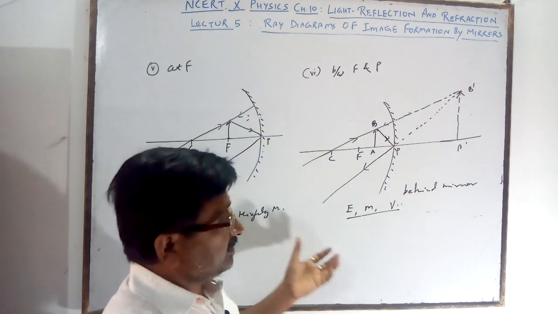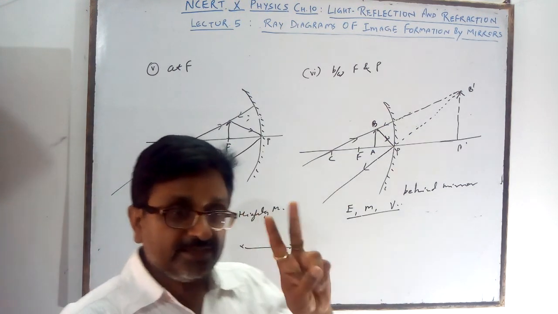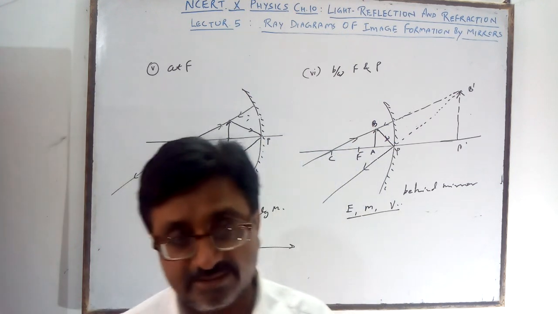They converge all the lights. That's all for today. And next, convex mirror, only two conditions are there. I will tell you in the next lecture.